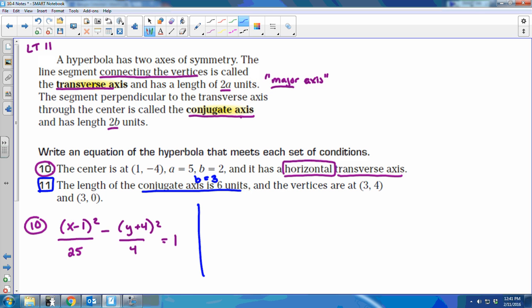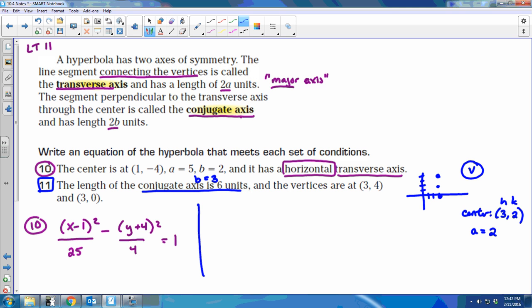It says the vertices are at (3, 4) and (3, 0). So if you need to, you can draw a quick little sketch. The vertices are on the major axis or the transverse axis. So is this horizontal or vertical? Vertical. The center is in between the vertices. So what's the center going to be? 3, 2. And then we can figure out A, because A is the distance from the center to a vertex. We talked about this yesterday. A does not have to be bigger than B anymore. So it's completely acceptable that A is 2 and B is 3.